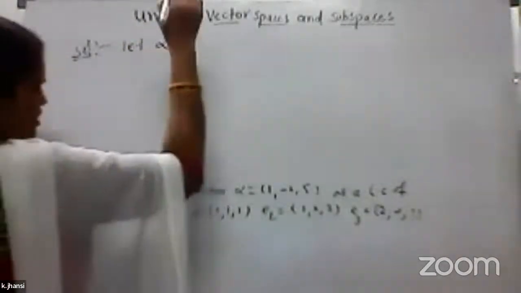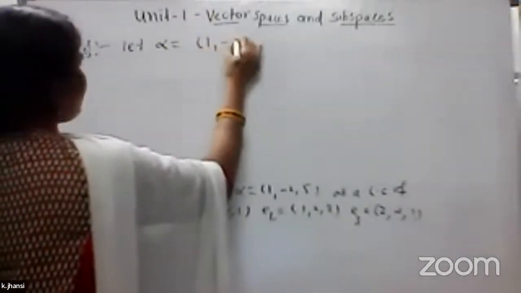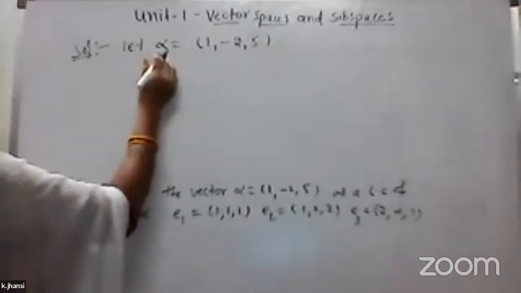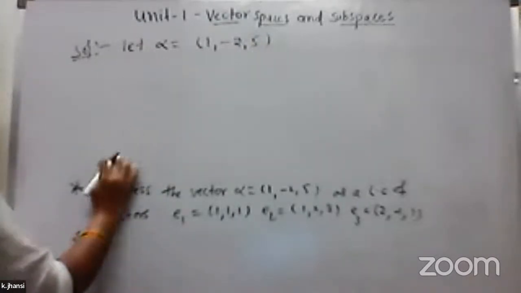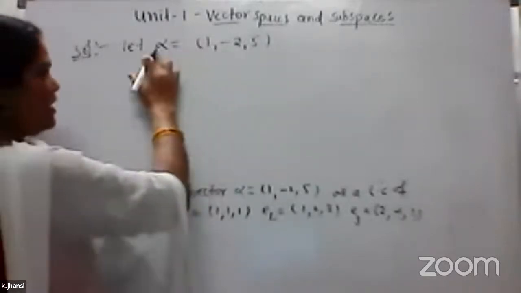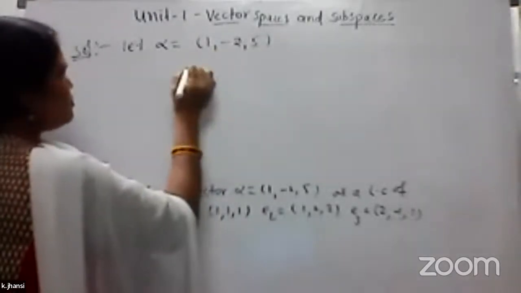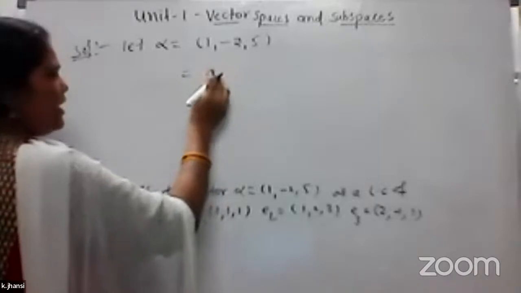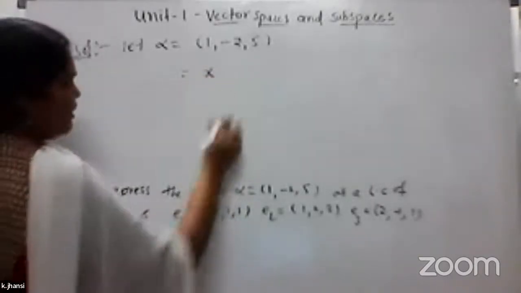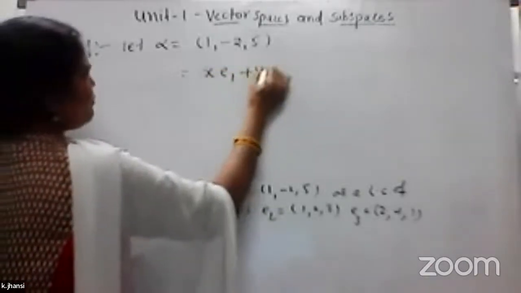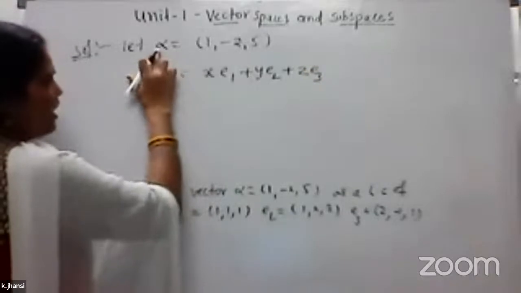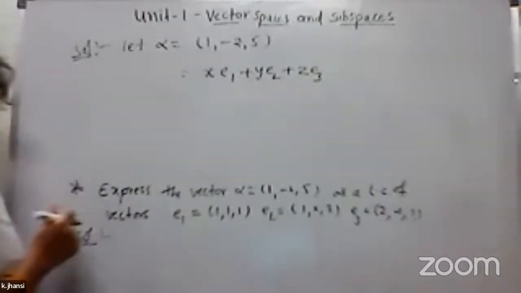Let alpha be given as (1, -2, 5). So we write alpha as a linear combination: alpha = A1 alpha 1 plus A2 alpha 2. Similarly, alpha equals, you can take A, B, C or X, Y, Z, anything you can take, X times E1 plus Y times E2 plus Z times E3. So you are writing alpha as a linear combination of these.